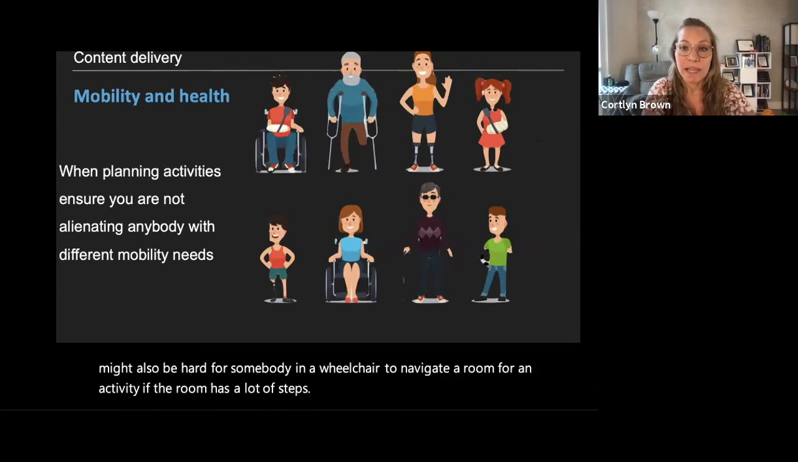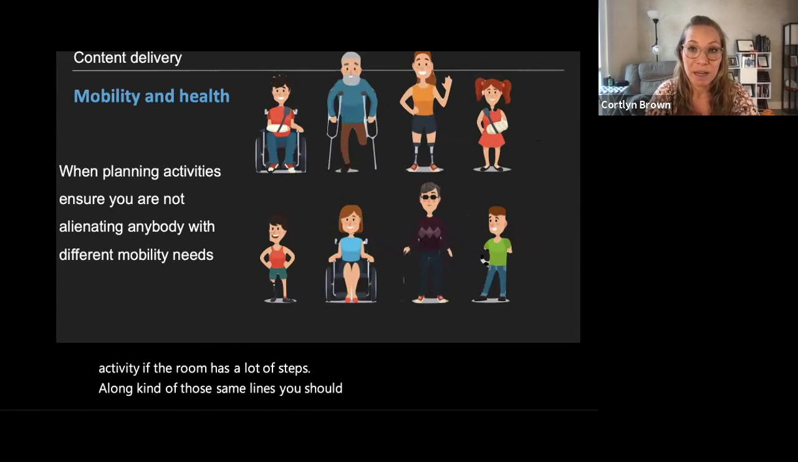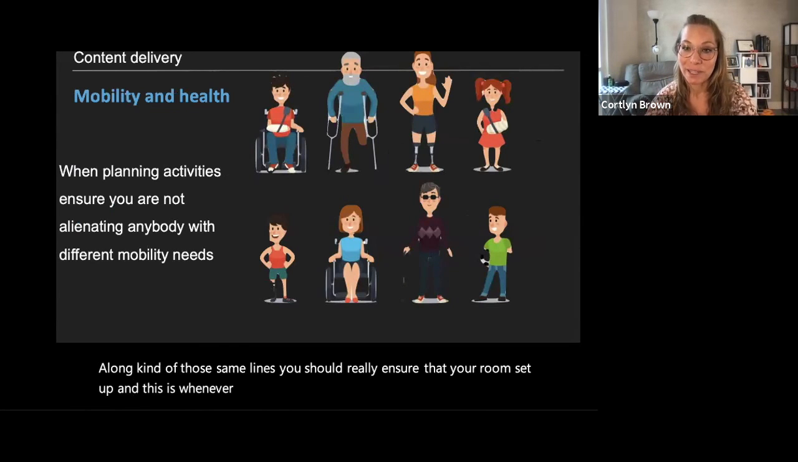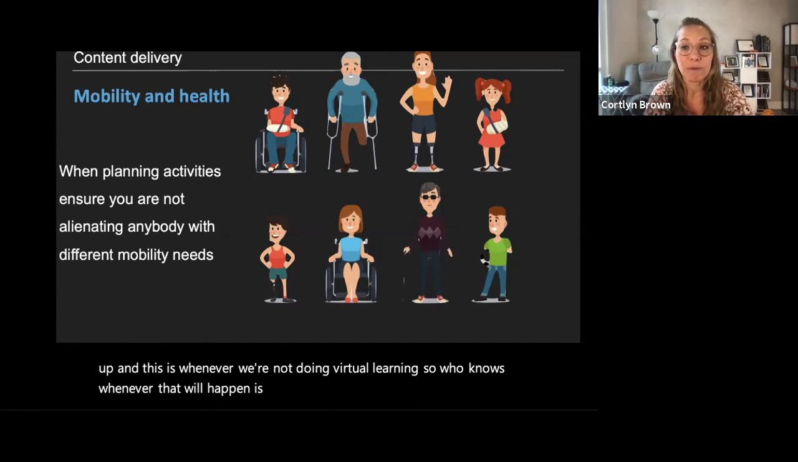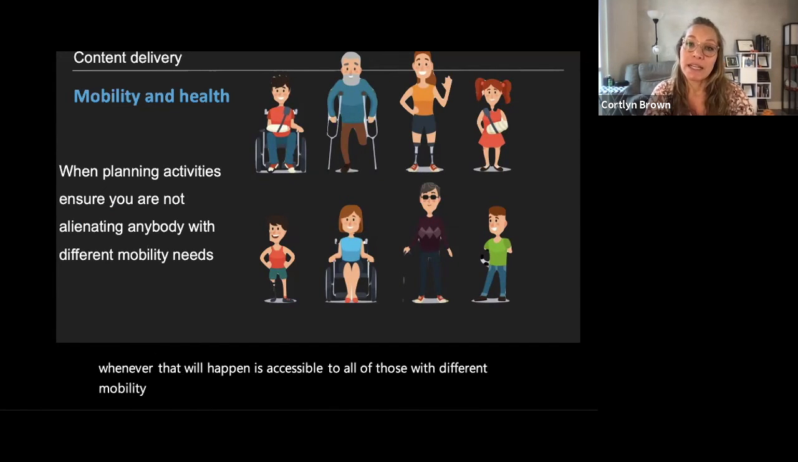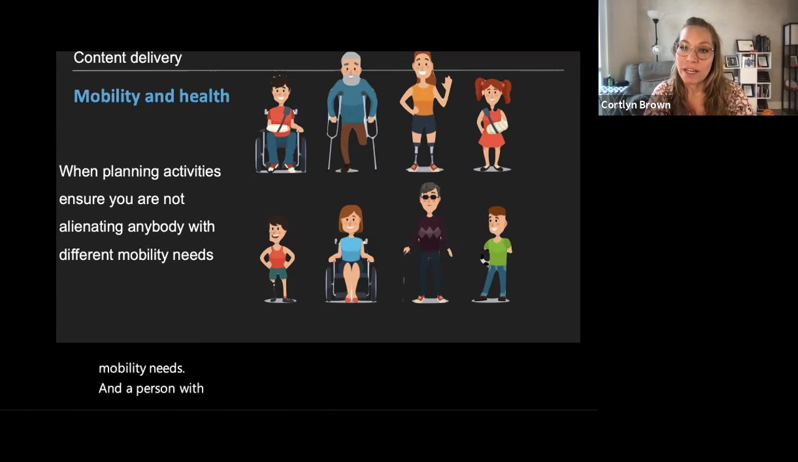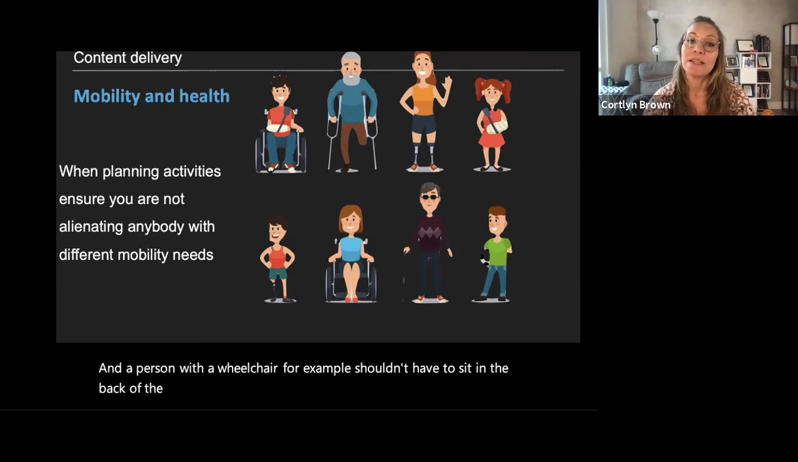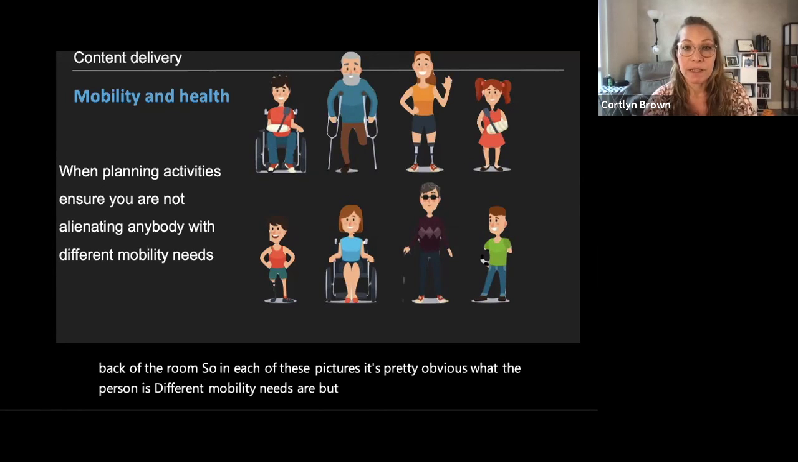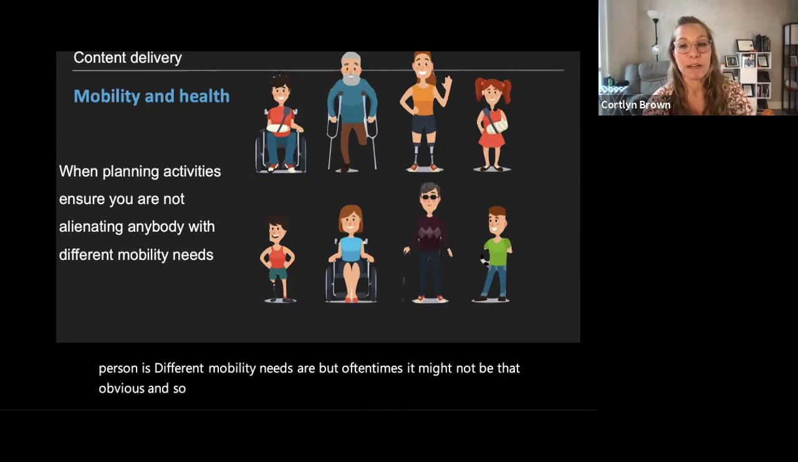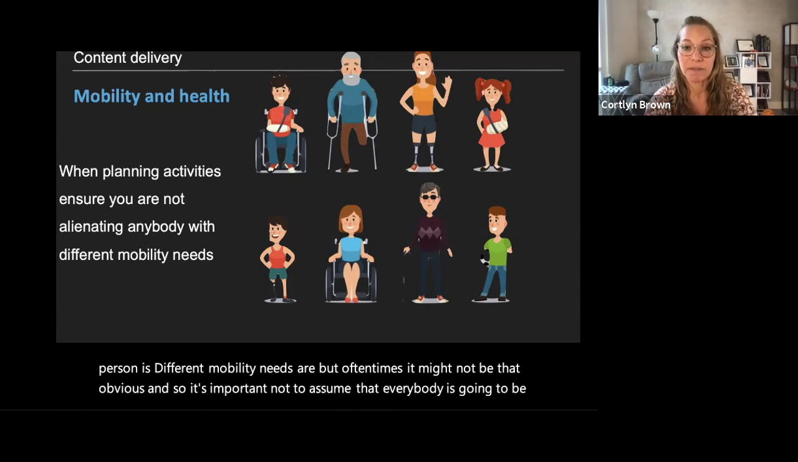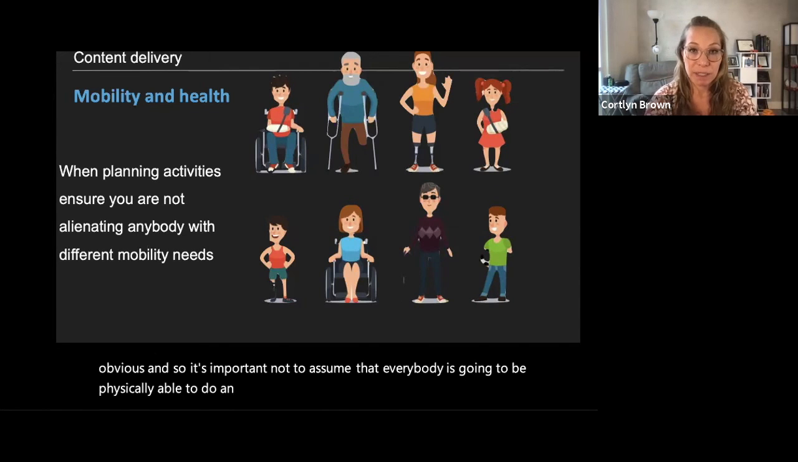Along those same lines, you should really ensure that your room setup, and this is whenever we're not doing virtual learning, so who knows whenever that will happen, is accessible to all of those with different mobility needs. And a person with a wheelchair, for example, shouldn't have to sit in the back of the room. In each of these pictures, it's pretty obvious what the person's different mobility needs are, but oftentimes it might not be that obvious. And so it's important not to assume that everybody is going to be physically able to do an activity. The last aspect that we're going to talk about for content delivery is neurologic considerations.